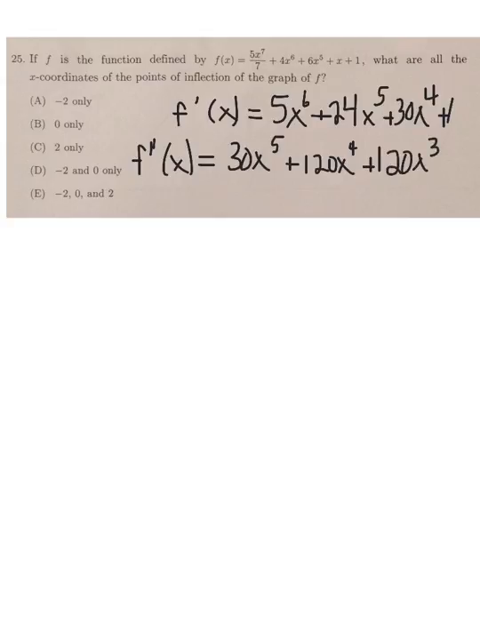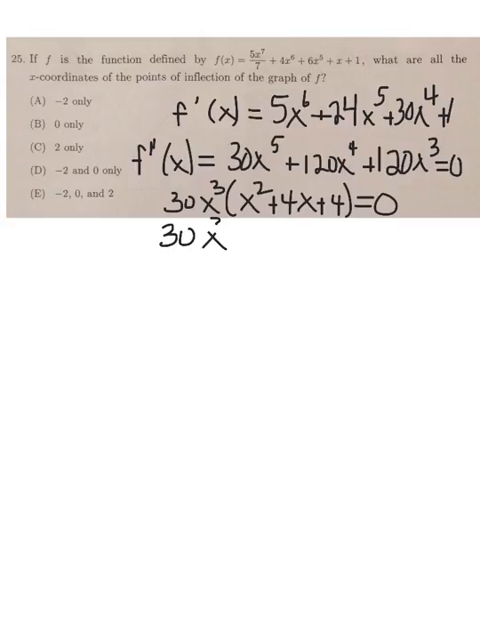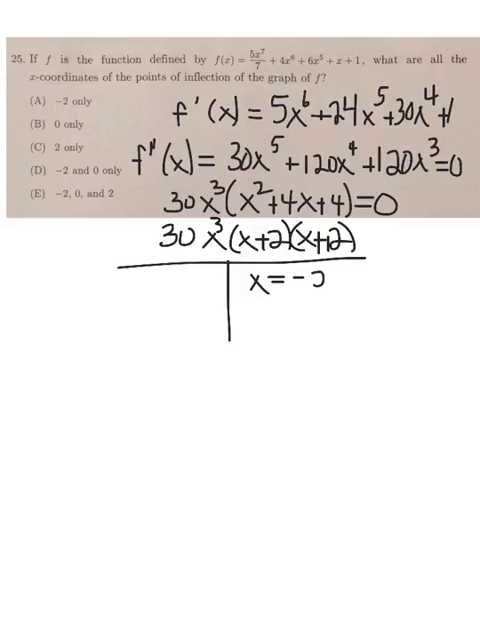cubed. Okay, so points of inflection, let's set them equal to 0. I'm going to take out a 30 and an x cubed, and that's going to leave me with x squared plus 4x plus 4. Let's set that equal to 0. So that's going to be 30x cubed, x plus 2, x plus 2. So then if I t-chart that, oh boy, that's x plus 2, by the way. That's x equals negative 2 and x equals 0.